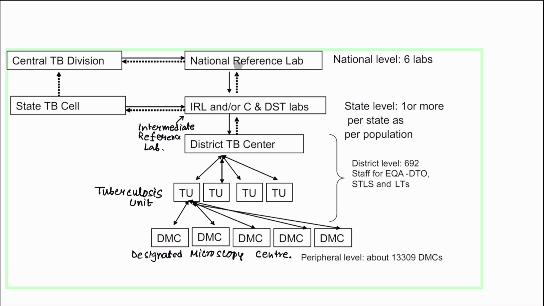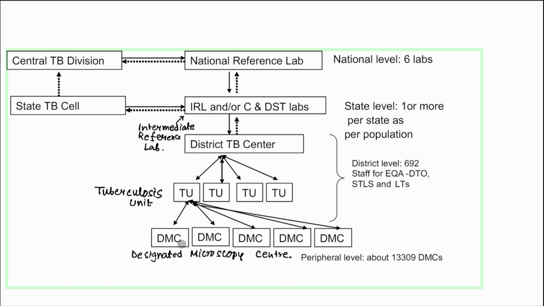So these are called national reference laboratories, and at the state level we have IRL. IRL means intermediate reference laboratory. At the district level we have the district TB center, and under this TB center we have TU. TU means tuberculosis unit, and one tuberculosis unit contains multiple DMCs, that is designated microscopy centers, and that is how, when you are giving a sample, it is basically screened from here.